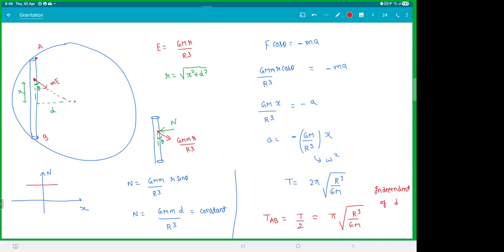Any doubts on this? Clear now, yeah? Shreyan? Shreyan, clear with this? Tanishka? Ashvi? Clear? Srihari? All clear?